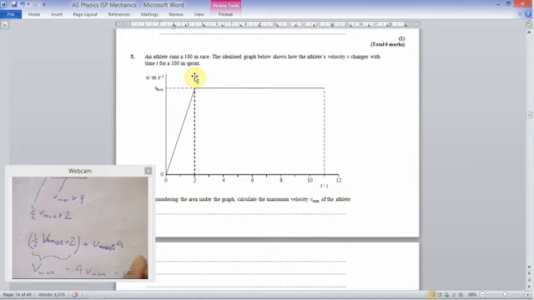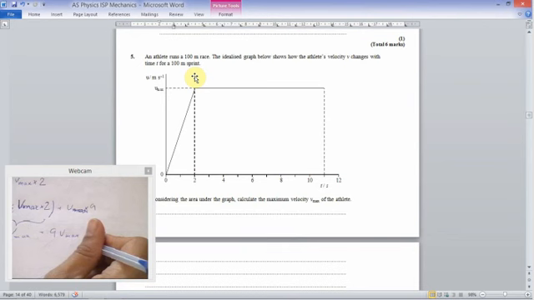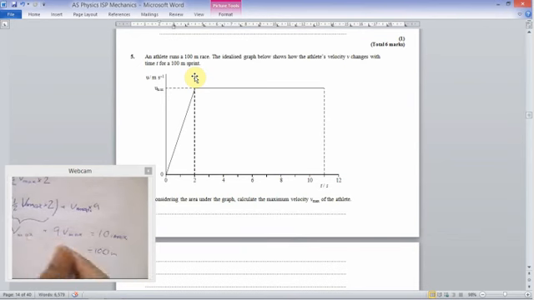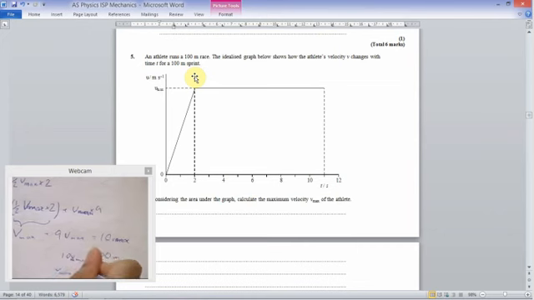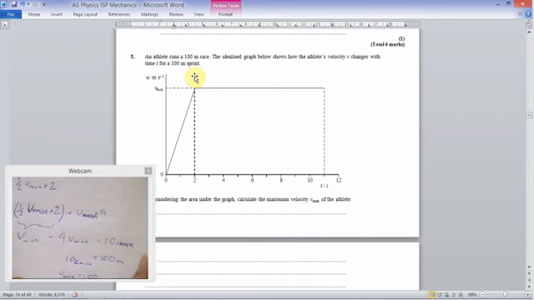I still can't read Vmax. There we go. So end up with 10 Vmax. So 10 Vmax is going to be equal to 100 meters, because we know the whole area under that graph equals 100 meters. But if 10 Vmax equals 100 meters, then Vmax is going to be 100 meters over 10, which equals 10. This is velocity, so it's going to be 10 meters per second. So the answer to that question is 10 meters per second.